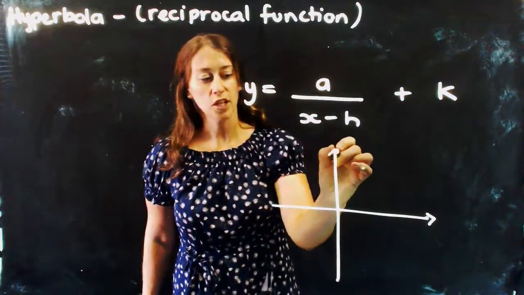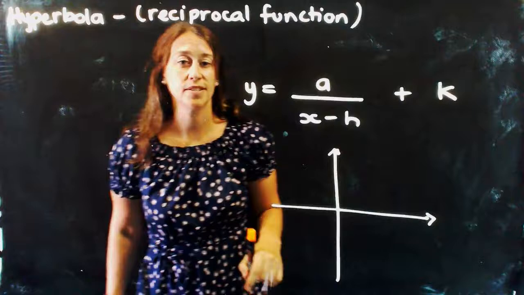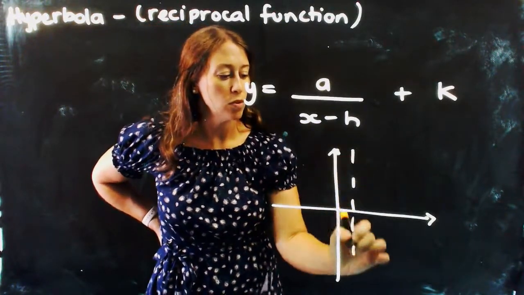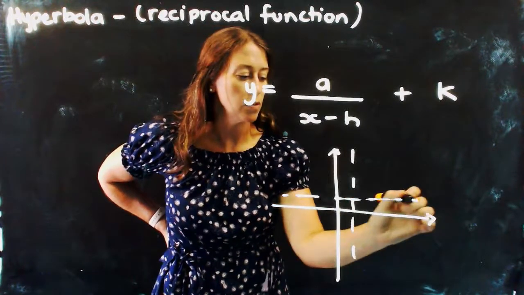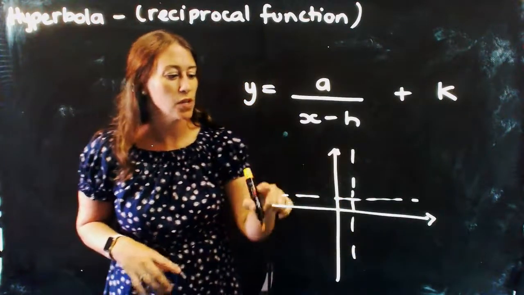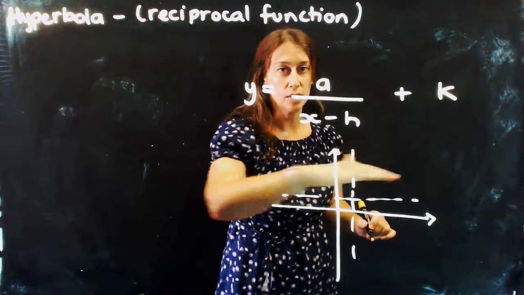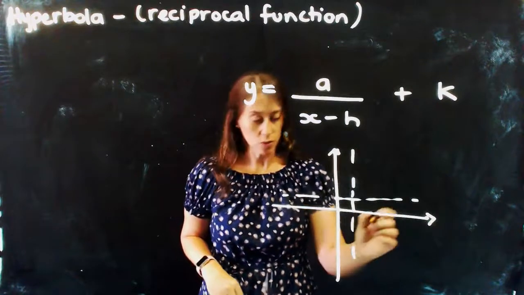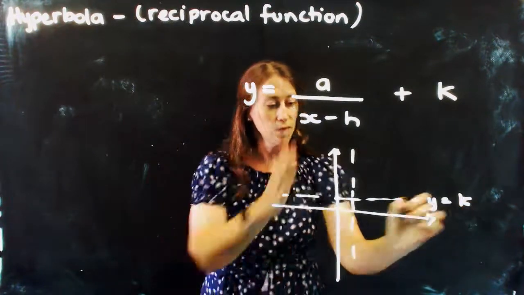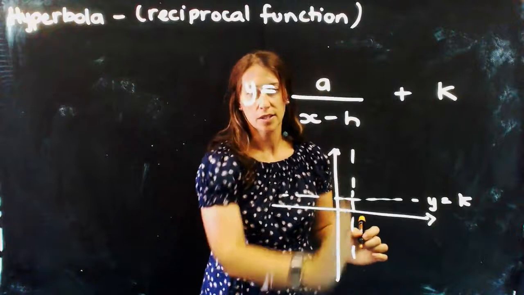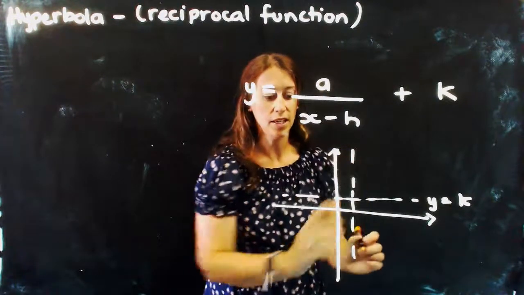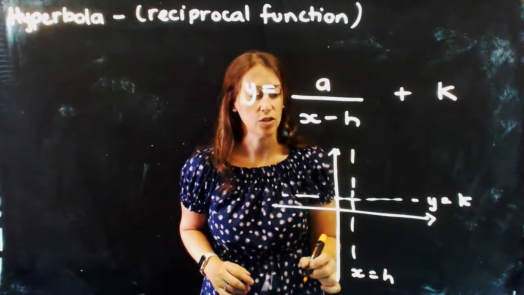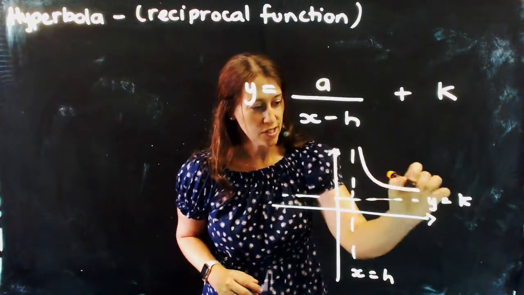Now, just before I go straight into an example of how to sketch, I just want to write down what the general movement would look like. The dotted lines represent those asymptotes. This is the horizontal asymptote, which is affected by the line y equals k. This line here is the change horizontally, which is affected by the line x equals h. The shape of the hyperbola is just the same as that.